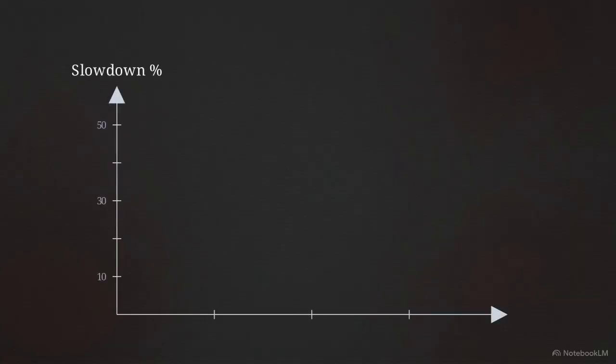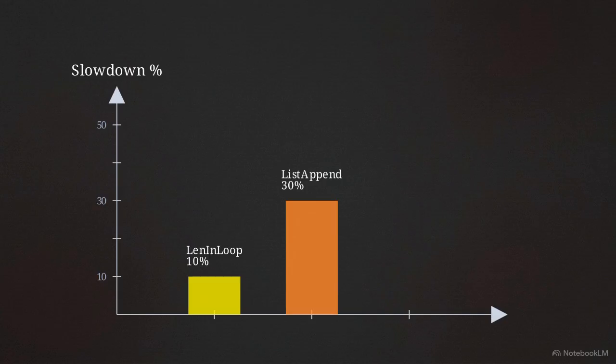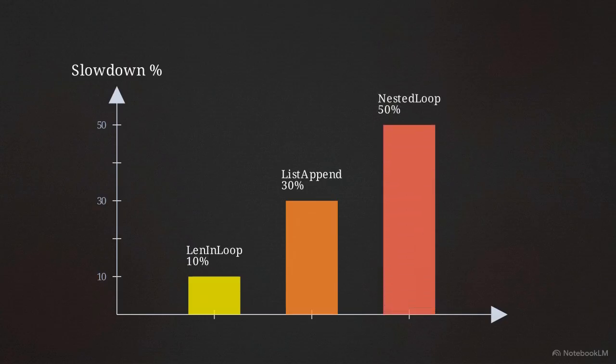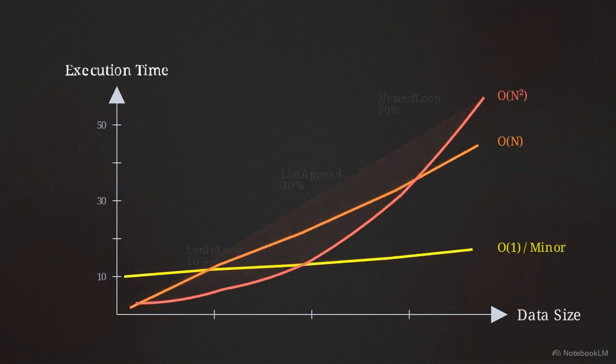This bar chart shows the projected slowdown for different types of errors. The lowest bar represents the len loop anti-pattern. If you recalculate the length of a list inside a loop instead of caching it beforehand, you incur a mild penalty, roughly a 10% slowdown. Use a .append method inside a loop instead of a standard list comprehension, and that penalty jumps up to 30%.